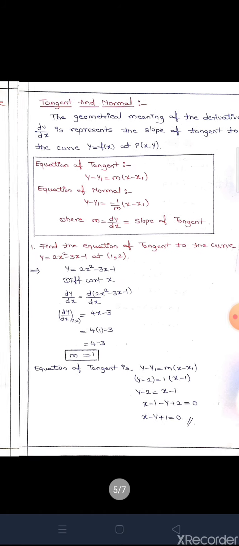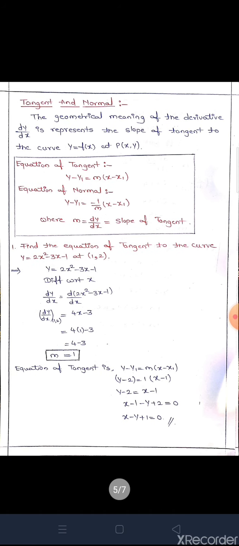Now further moving to the tangent and normal. The geometrical meaning of derivative dy by dx is represented as the slope of a tangent to the curve y is equal to f of x at P of x and y. So here I have given two equations, one equation is for tangent and another for equation of normal. So what is the equation of tangent? y minus y1 is equal to m in the bracket x minus x1.